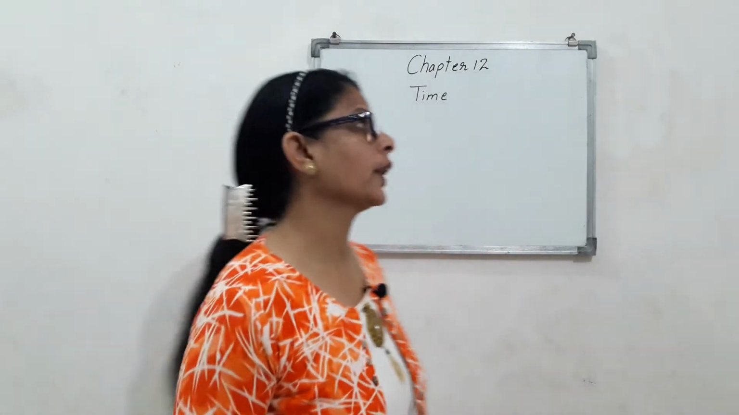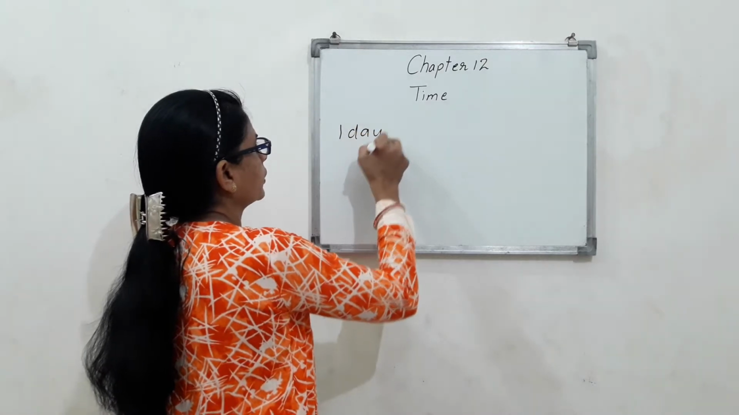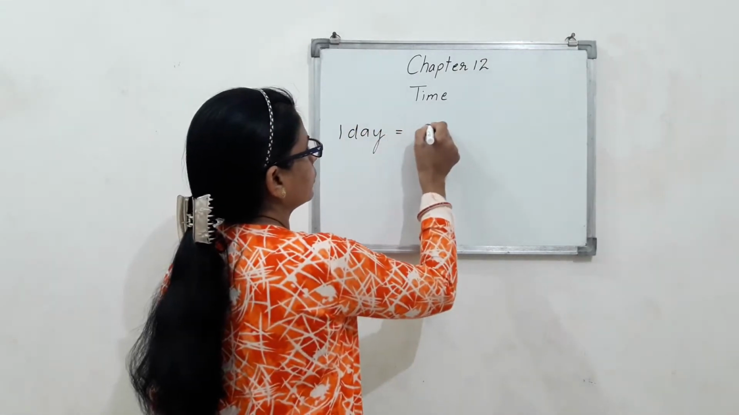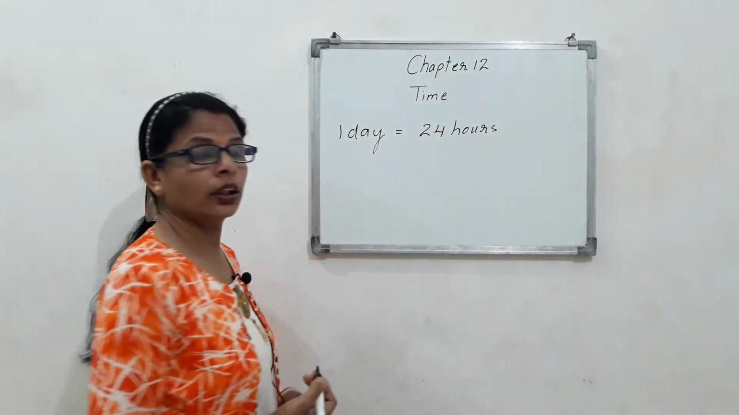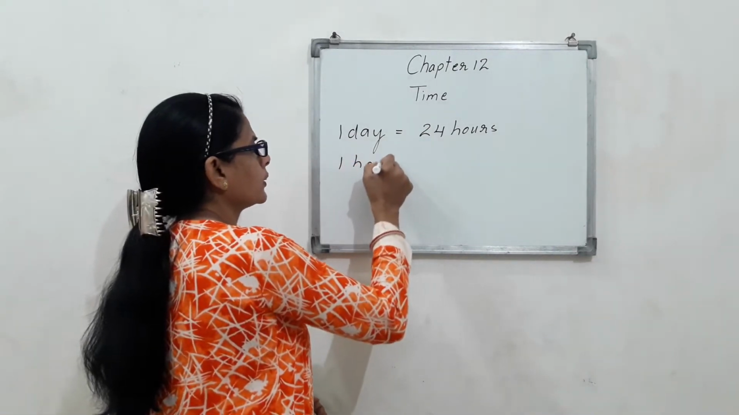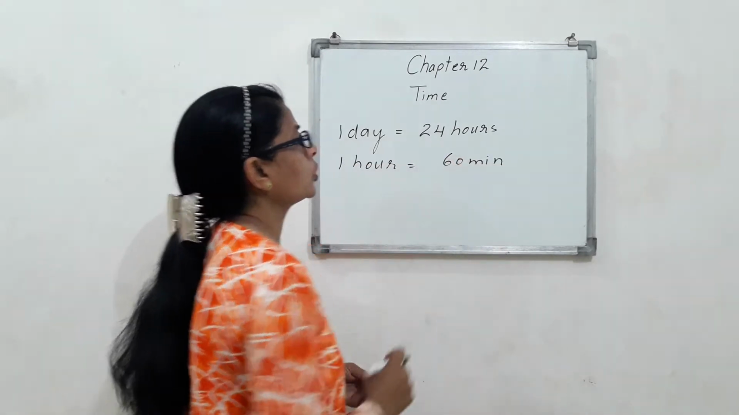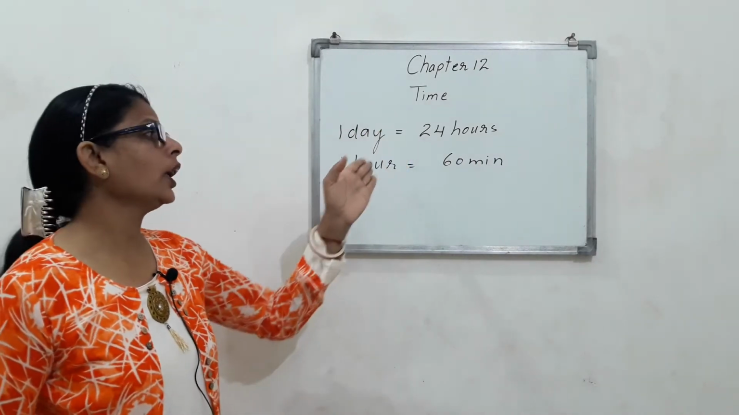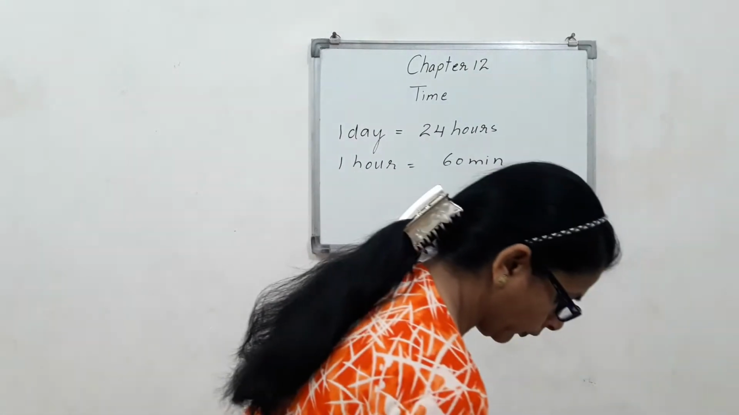All of you know that in one day, how many hours are there? 24 hours, right? And in 1 hour, how many minutes are there? In 1 hour, there are 60 minutes, right? So today we will learn how to convert the days into hours and hours into minutes. Conversion.